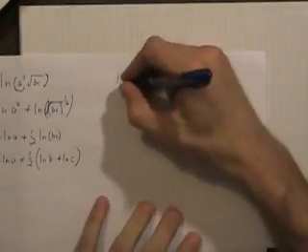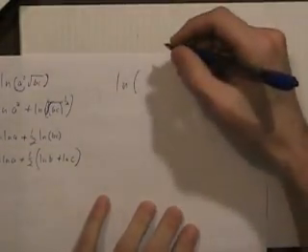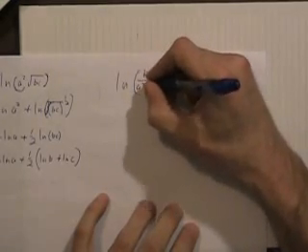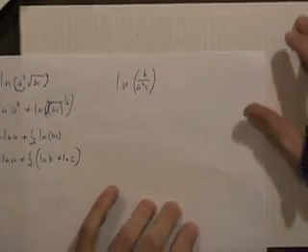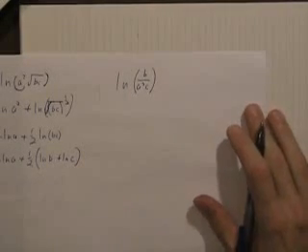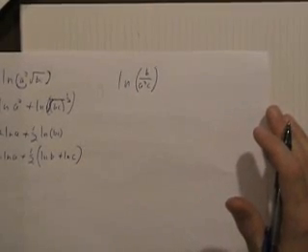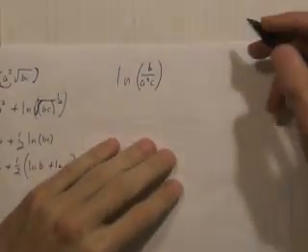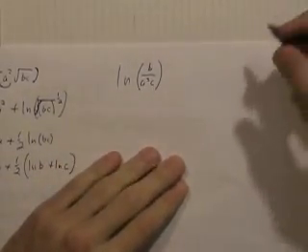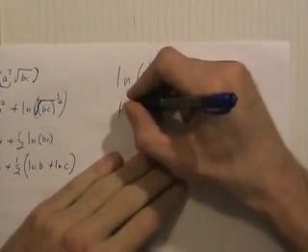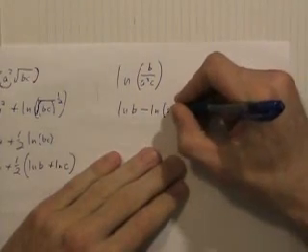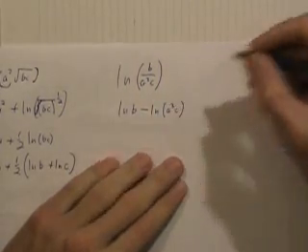Part B says ln of b over a cubed c. So we know that the log of a quotient is the difference of the logs. Let me see if I can zoom in a little tighter here. So I'll break it apart as ln b minus ln of a cubed c.